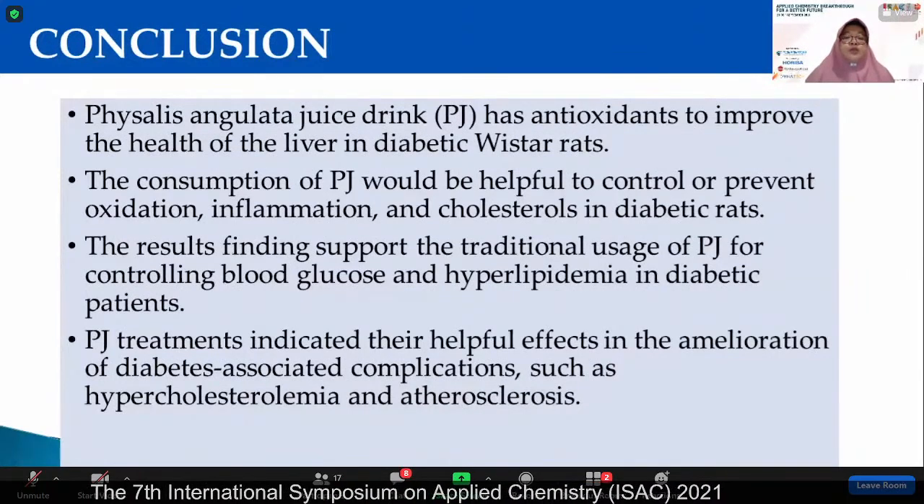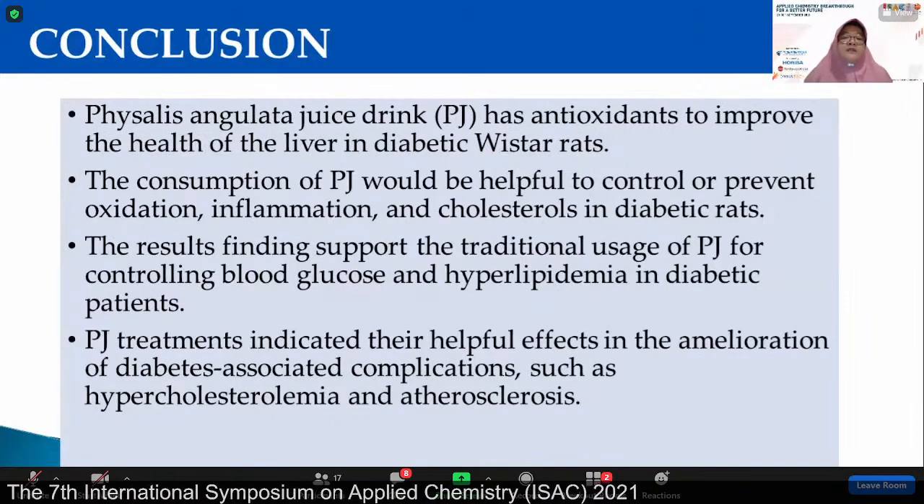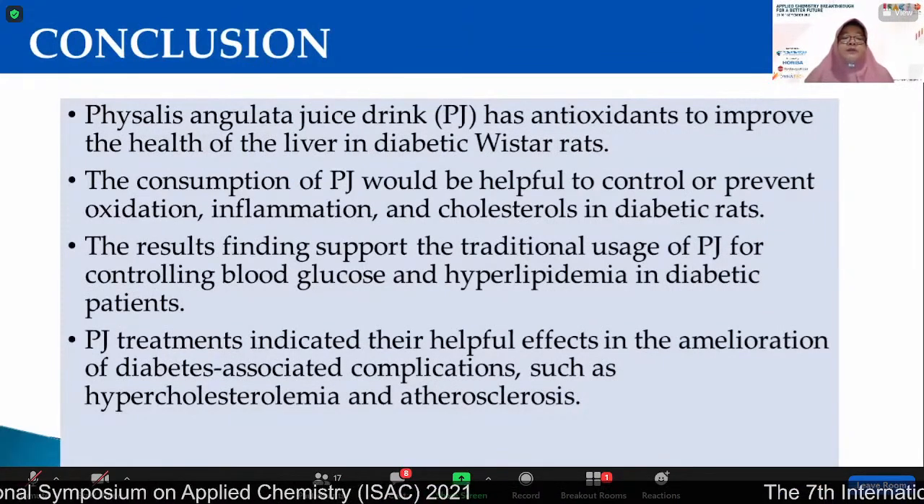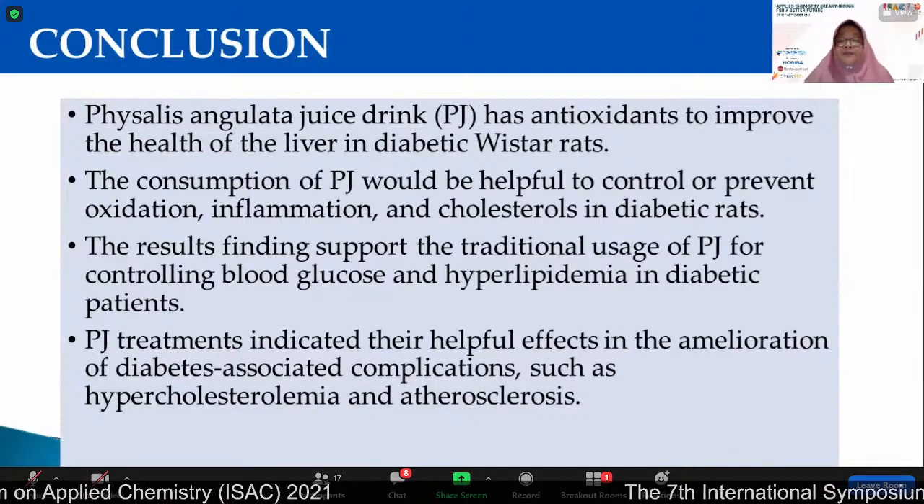The consumption of physalis juice will be helpful to control or prevent oxidation, inflammation, and cholesterol in diabetic rats. The findings support the traditional usage of physalis juice for controlling blood glucose and hyperlipidemia in diabetic patients. Physalis juice treatment indicates a helpful effect in the amelioration of diabetic-associated complications such as hypercholesterolemia and atherosclerosis.